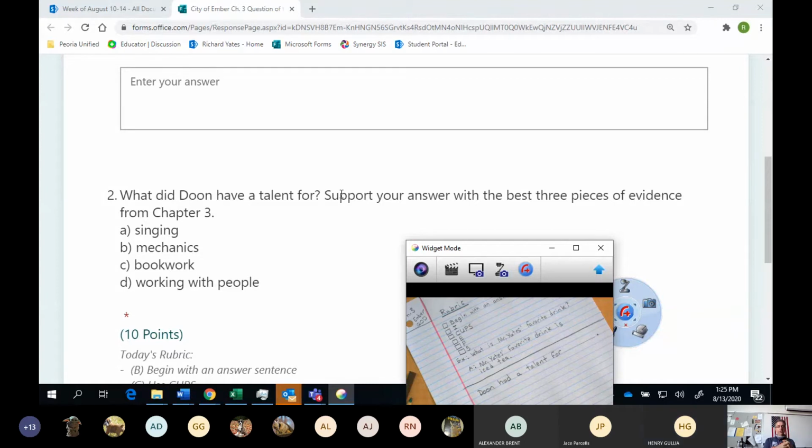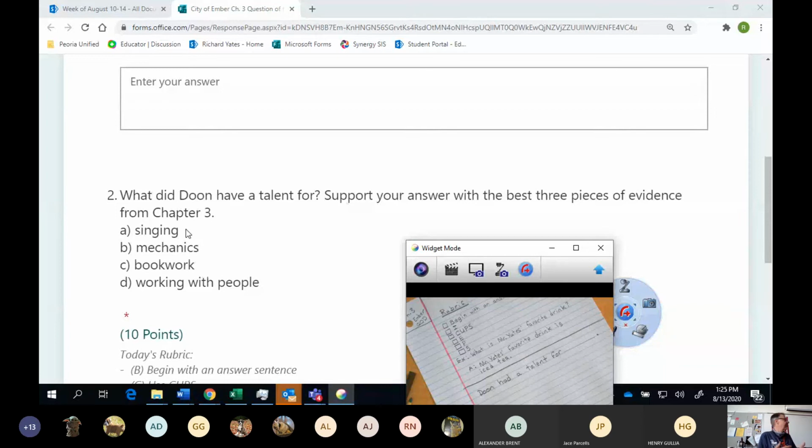Yep, that's exactly right. We're going to support the answer with the best three pieces of evidence from chapter 3. That means the book actually doesn't say, or it does kind of give you a really good idea of what Dune's talent was, but you're going to have to look for evidence about why. So let's say, for example, Dune might be good at singing, which I'm not sure if that's the answer. You'd have to look for 3 examples showing Dune singing, showing that he's really a good singer.